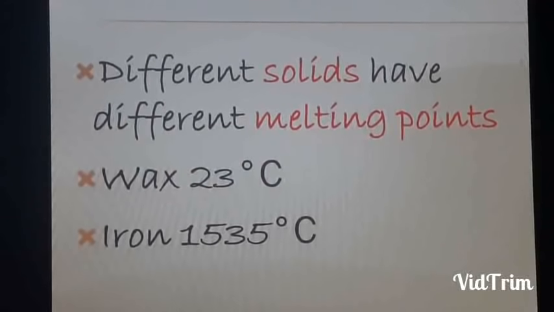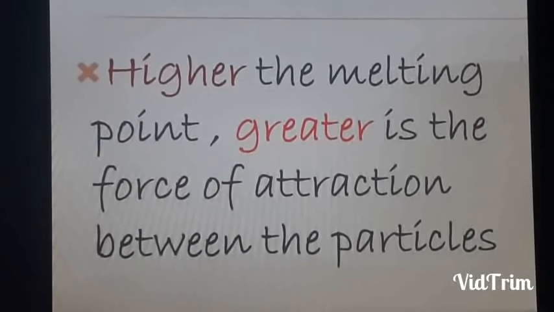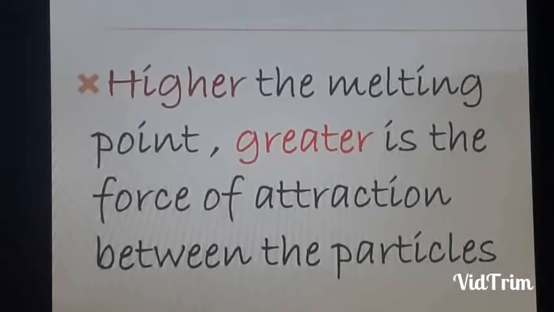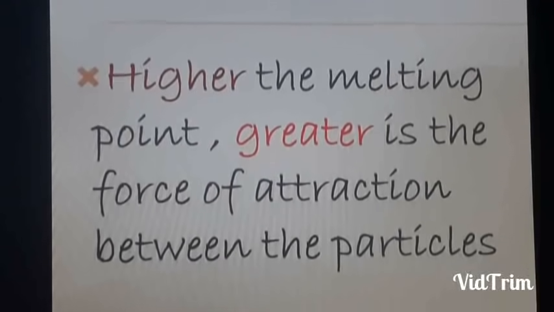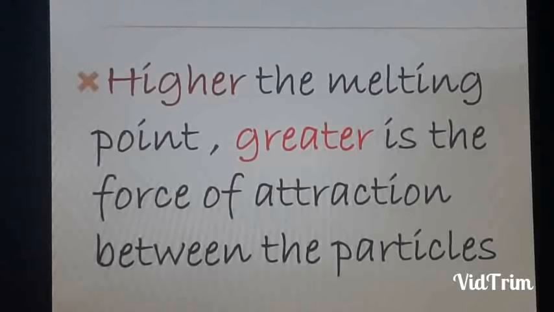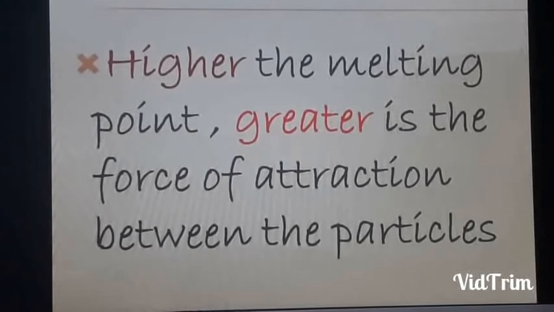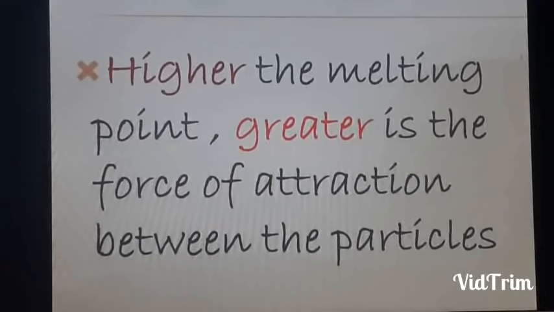Why is it different? Because the melting point of a solid is a measure of the force of attraction between its particles. So the higher the melting point of a solid substance, the greater will be the force of attraction between the particles. Now you have seen that the melting point of iron metal is so high. What does it indicate? It indicates that the force of attraction between the particles of iron is very strong. Right. Let us move on to the next part.